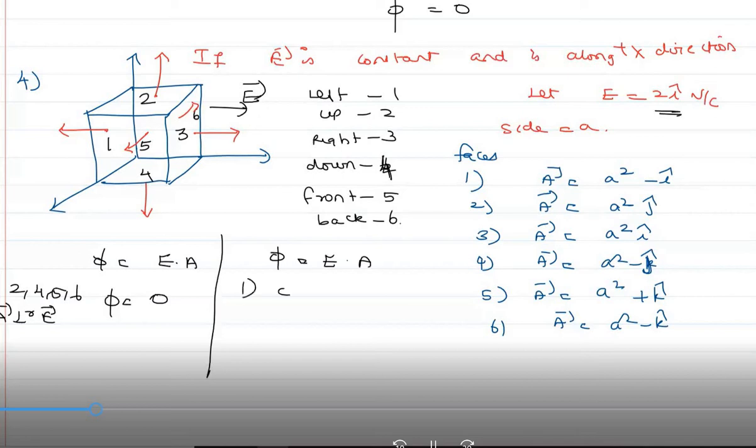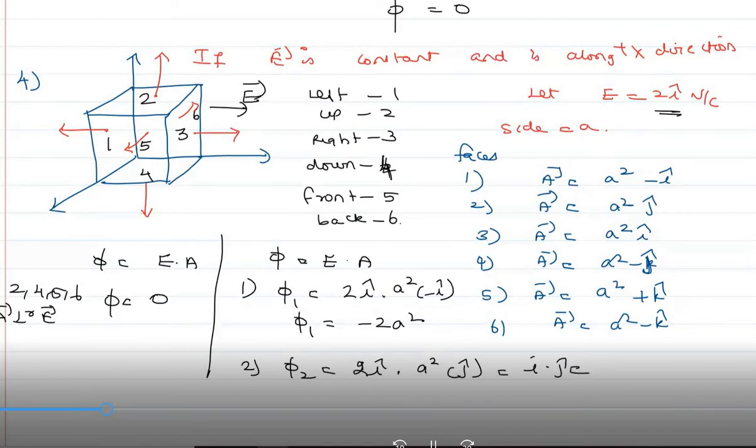So for the first surface, phi1 is given by what? E is 2i dot, what is the first face? It is a square into minus i. So phi1 will be minus 2a square. So what is phi2? Phi2 is E dot A, right? That is nothing but 2i dot a square into j. What is i dot j? i dot j is 0. So we can write phi2 is 0.